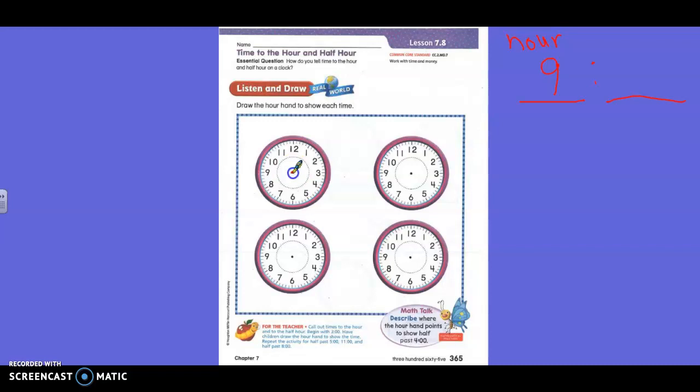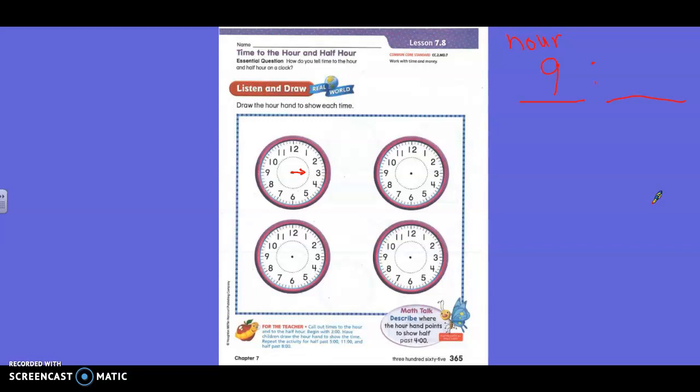So you put a line and then an arrow at the end of it. A line and then a little arrow. And it's a little line, not a big long line, a little line pointing to 3. Okay, everybody got that? A little line pointing to 3. Okay, so that's going to show 3 o'clock.